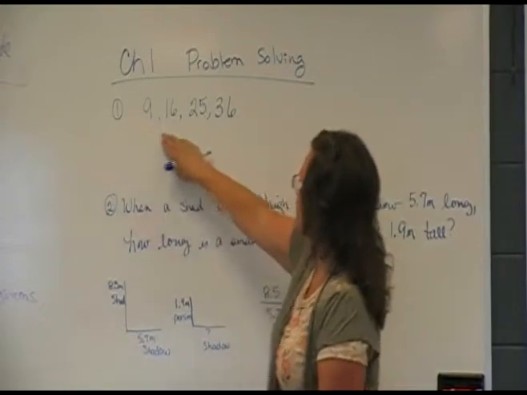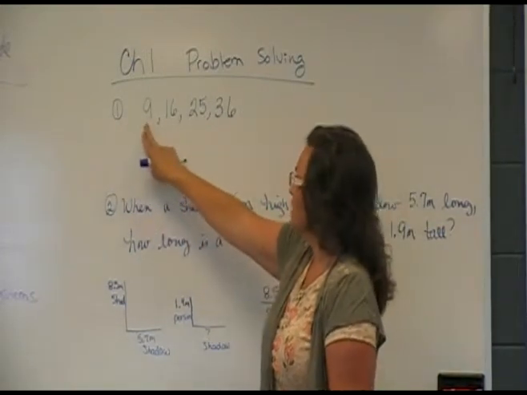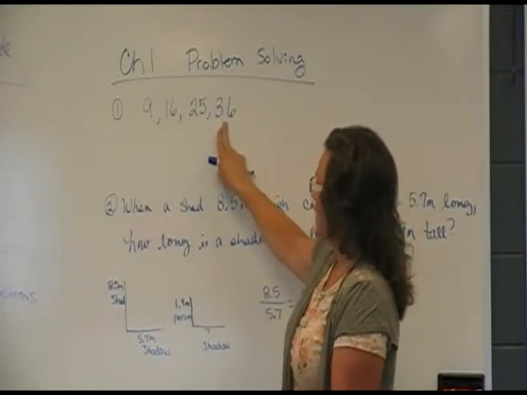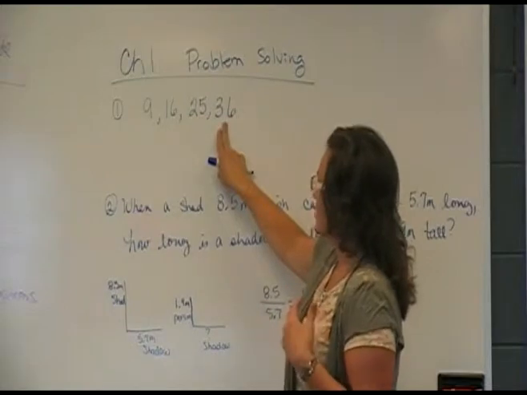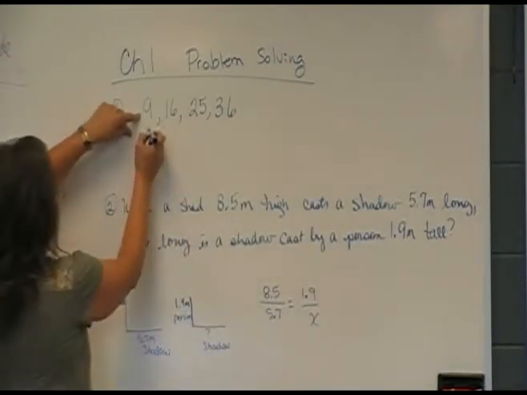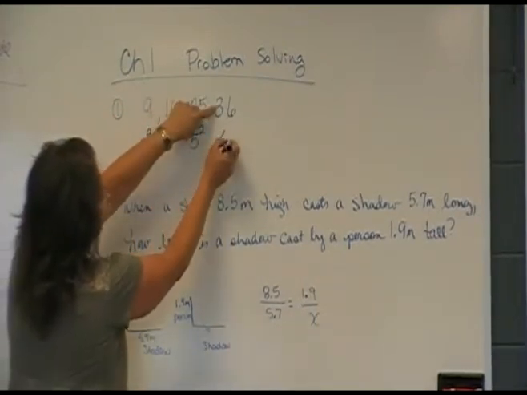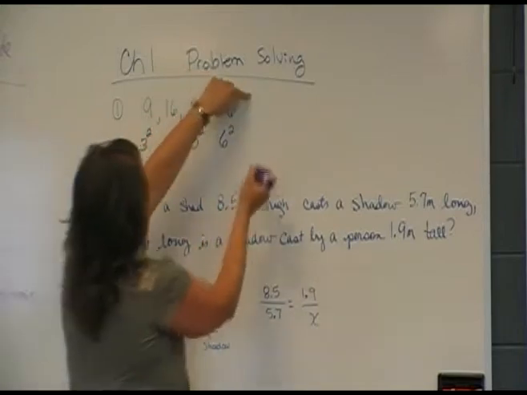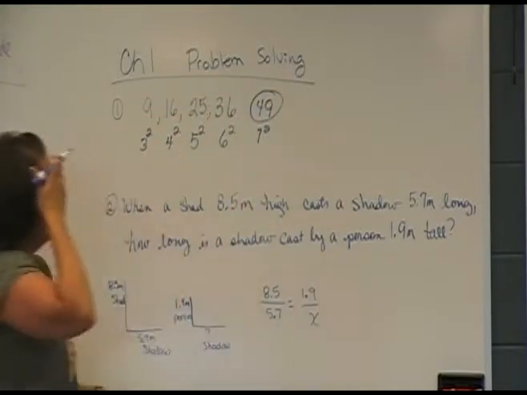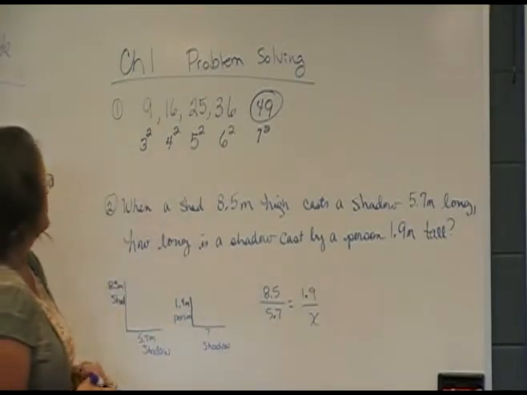The first one says finding the next number in a sequence, finding the pattern. So 9, 16, 25, and 36. Looking at that pattern, it looks like those are your perfect squares. If you notice, 9 is 3 squared, 16 is 4 squared, 25, 5 squared, 36 is 6 squared, so the next one should be 7 squared or 49. And there's no magical way of finding that, it was just a matter of looking for a pattern.